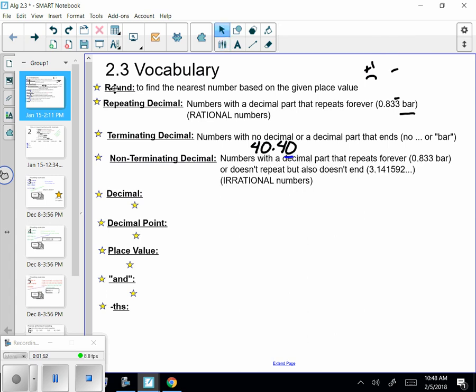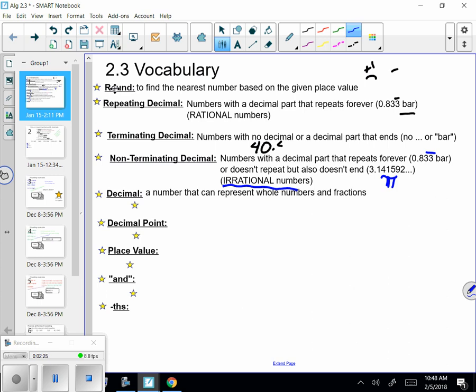A non-terminating decimal. Numbers with a decimal part that doesn't end. This could be our 0.833 bar, meaning that 3 repeats, or it doesn't repeat, but it also doesn't end. The number pi, 3.141592, so on and so forth, is a non-terminating but non-repeating decimal. Non-terminating, non-repeating decimals are irrational.